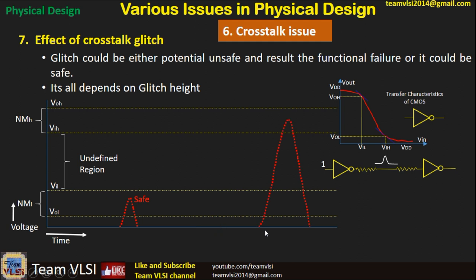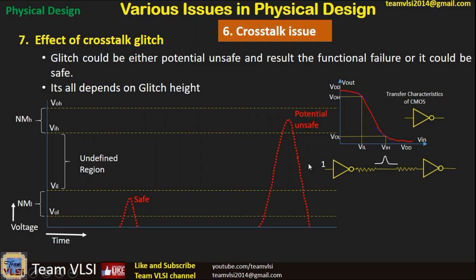But if the glitch is higher and falls in the noise margin high region, then any voltage falling in this region will be treated by this gate as a logic high. So this is very dangerous, because ideally it should be a logic 0, but due to crosstalk it will see a glitch, and due to this glitch this logic will be treated as 1 by the next gate. So this is called a potentially unsafe glitch.